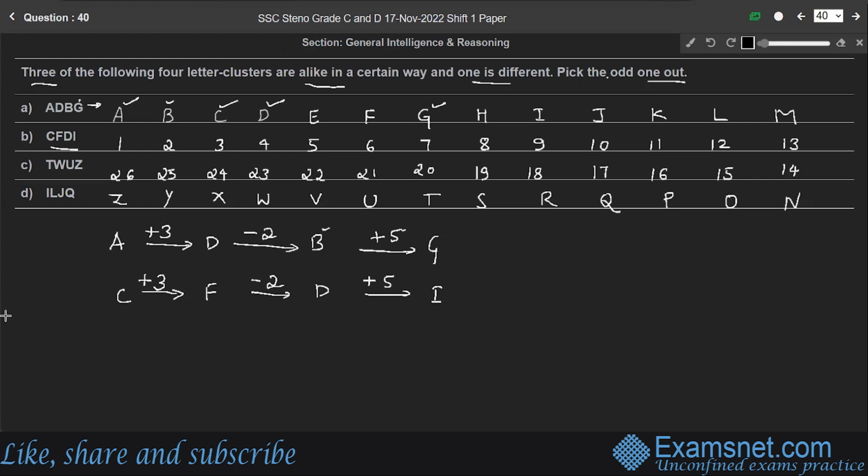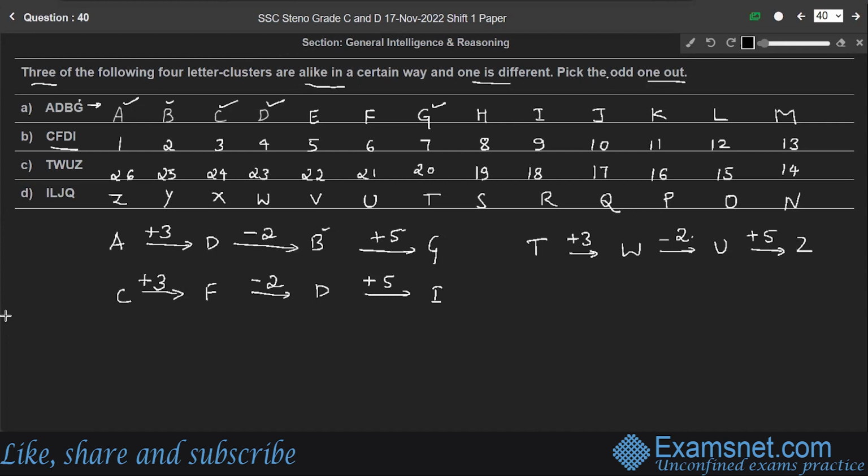So the third one, T, W, U, Z. T is 20, W is 23. So first letter plus 3 is the second letter. And U is 21, so second letter minus 2 is the third letter. And Z is 26, U is 21, so third letter plus 5 is the fourth letter, which follows the same logic.